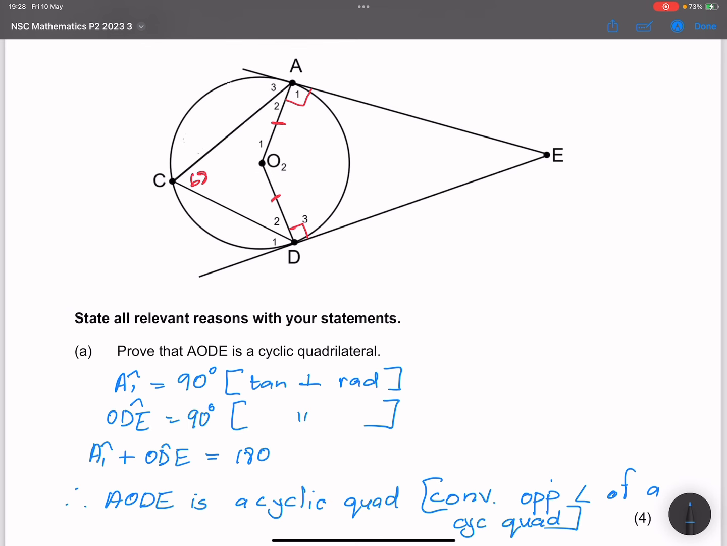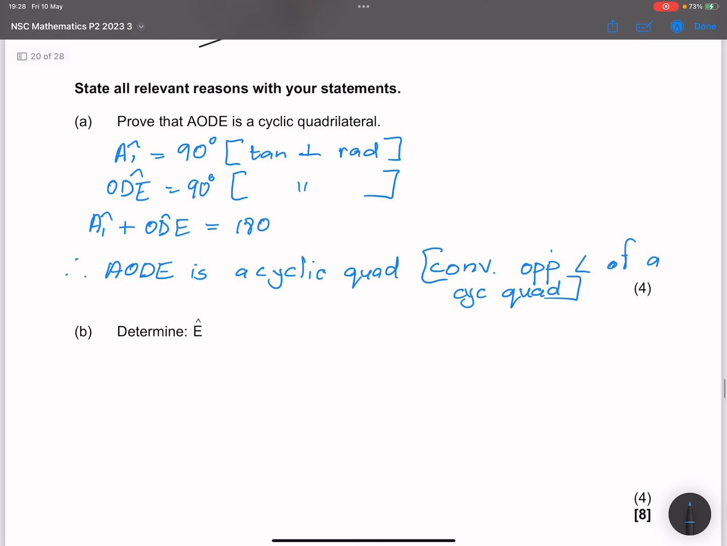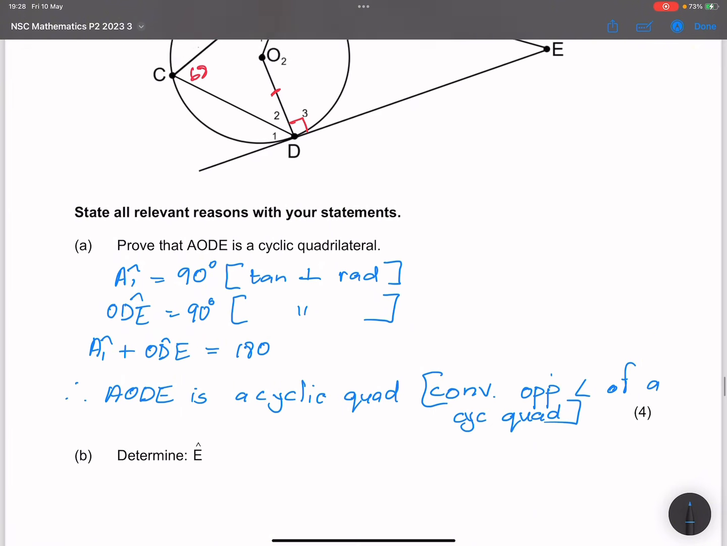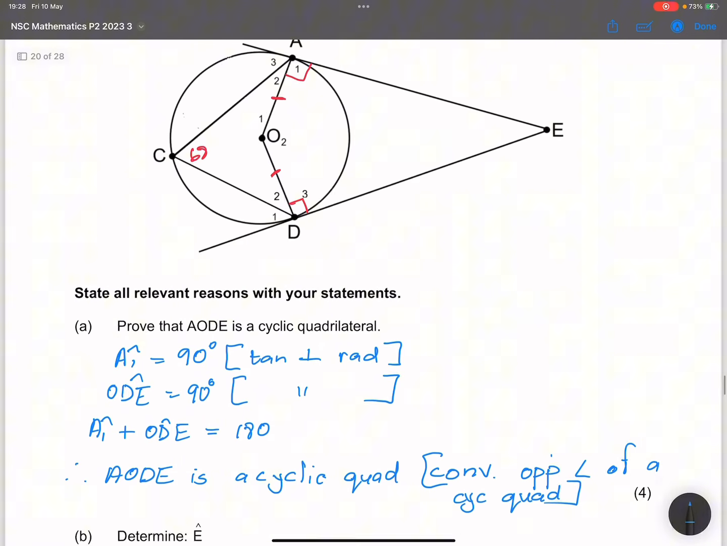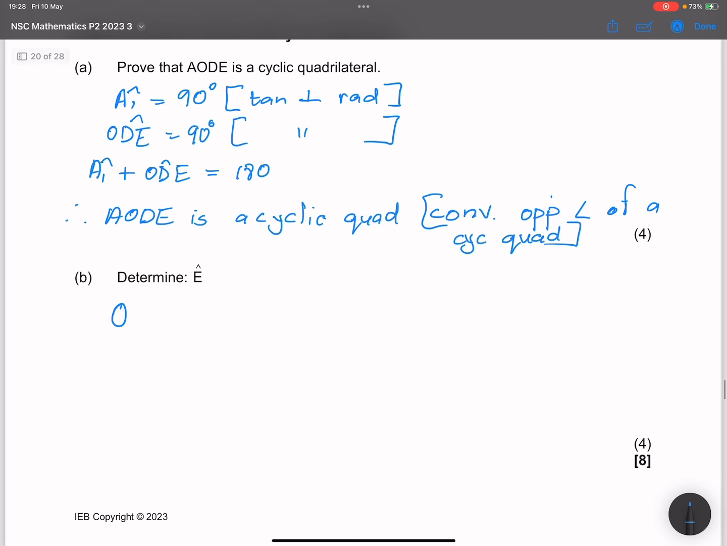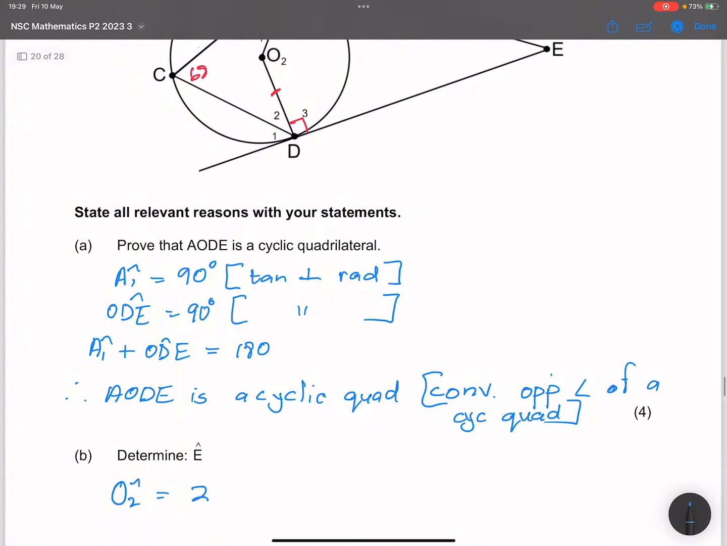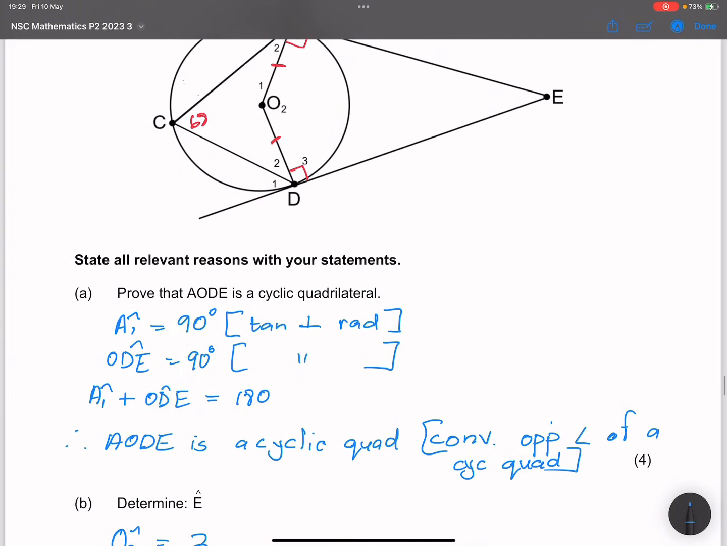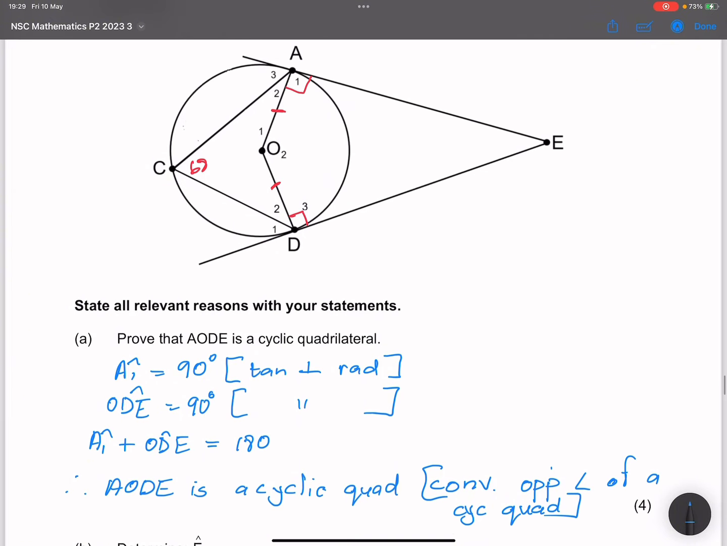So the next question, they say determine the angle E. Now, firstly, I'm going to go with O2. O2 is equal to twice angle C, which is ACD.